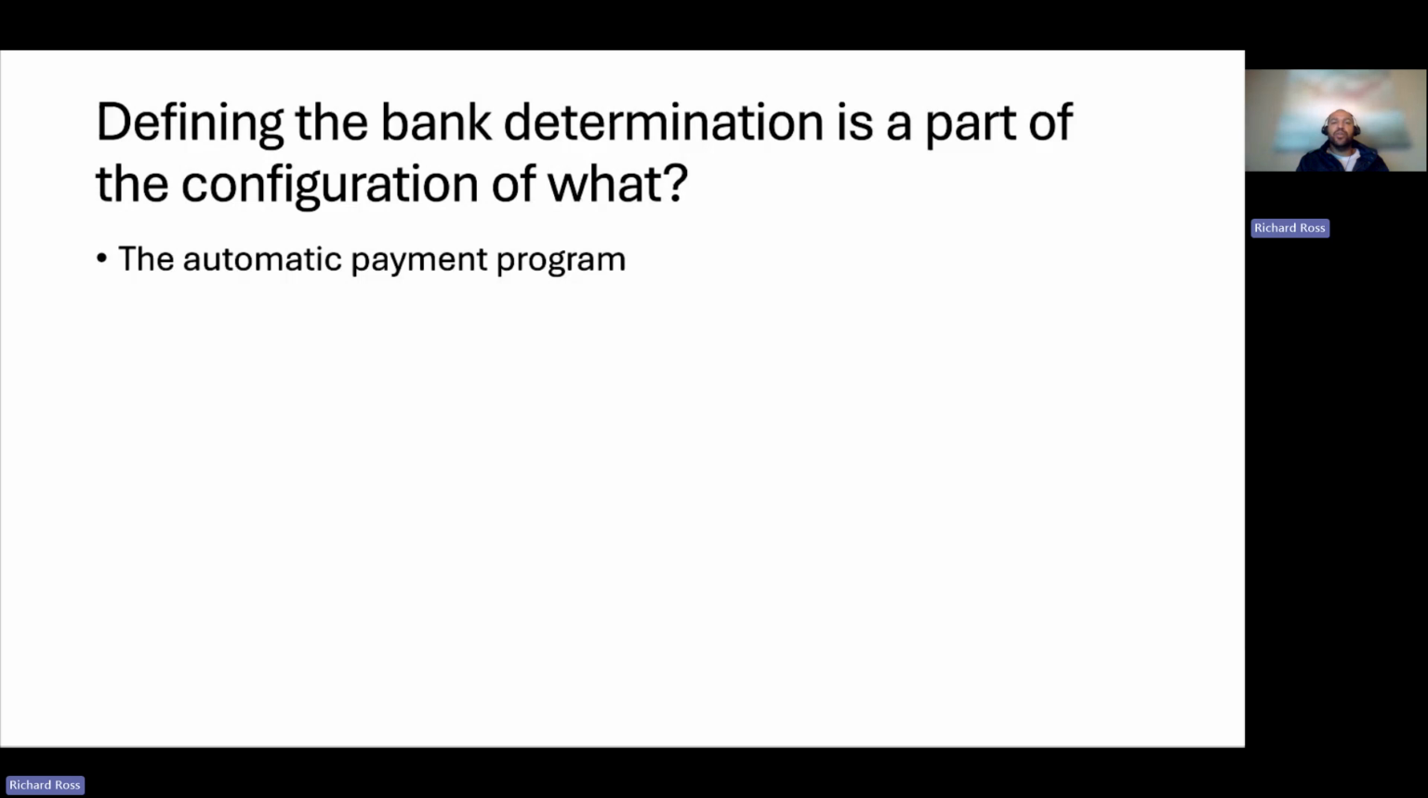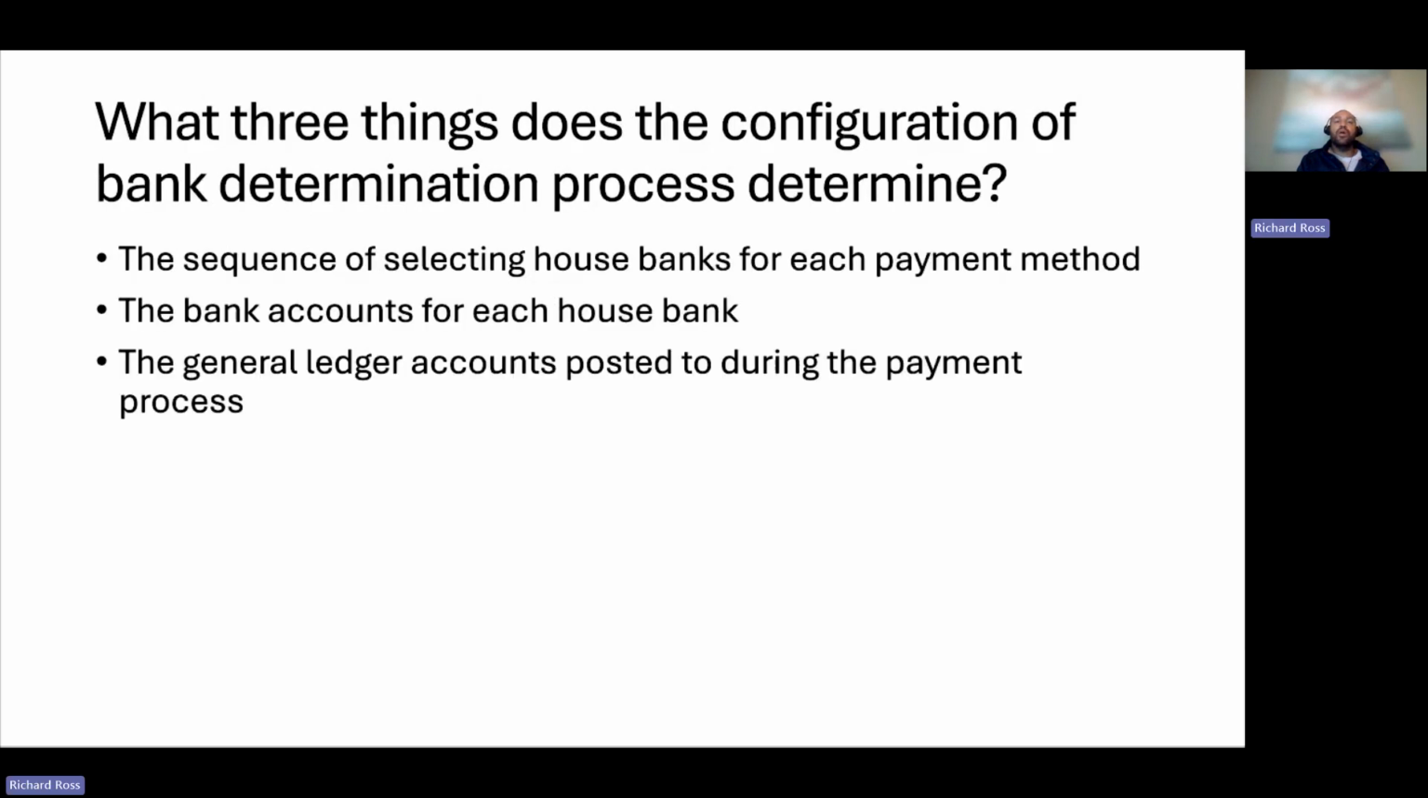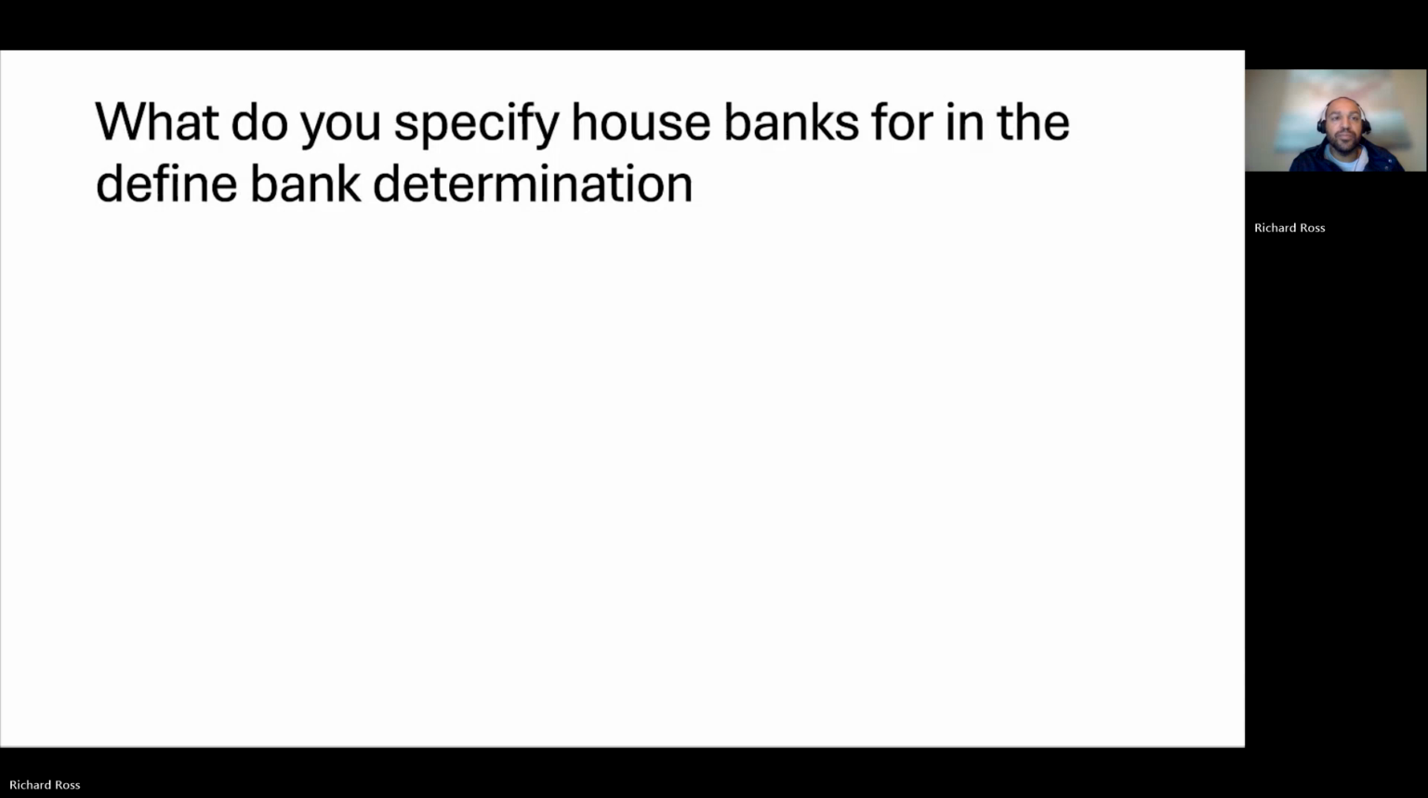Defining the bank determination is a part of the configuration of what? The automatic payment program. What three things does the configuration of bank determination process determine? The configuration of the bank determination process determines the sequence of selecting house banks for each payment method, the bank accounts for each house bank, and the general ledger accounts posted to during the payment process. What do you specify house banks for in the defined bank determination?